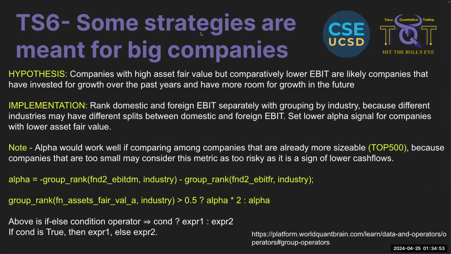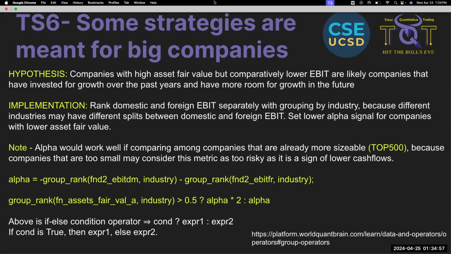Now, lastly, as I talked about the sectors, some strategies are meant for big companies, right? So you need to change your neutralization from market to sector to industry or sub industry, depending on your strategy. So here, let's say the hypothesis is that companies with higher asset fair value but comparatively lower EBIT are likely companies that have invested over past years for the future. So this can be thought of as buying buildings, large fixed assets. Those companies have invested more in the past, but now it's beneficial to them, right?